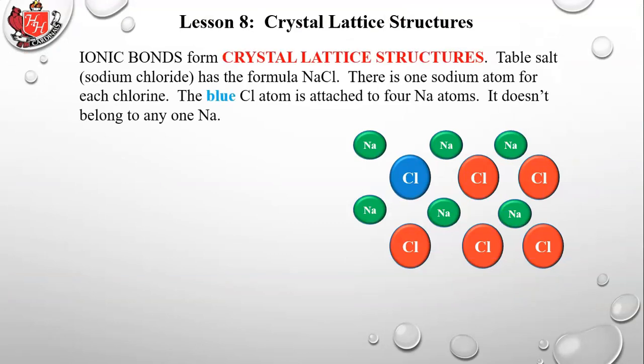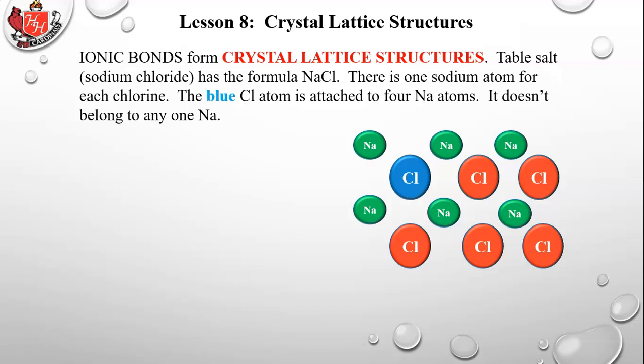So ionic bonds form crystal lattice structures. Table salt, sodium chloride, has a formula unit of NaCl. There is one sodium atom for each chlorine. So take the chlorine that's blue for an example. The blue chlorine atom is attached to 4 sodium atoms. It doesn't belong to any one sodium atom. Even though there's one sodium for every chlorine, that chlorine doesn't belong necessarily to any one sodium. It's bonded to all 4 of them.